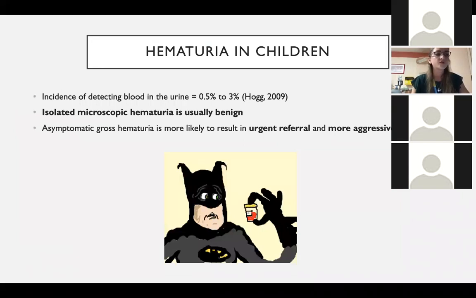So moving on to hematuria in children, that's the topic of our talk. The incidence of detecting blood in the urine usually ranges from 0.5 to 3% of the general population. And isolated microscopic hematuria is usually a benign condition, and it can be confidently diagnosed once relatively simple histories and assessments have been accomplished. On the other hand, asymptomatic gross hematuria is more likely to result in urgent referrals and a more aggressive evaluation, right?